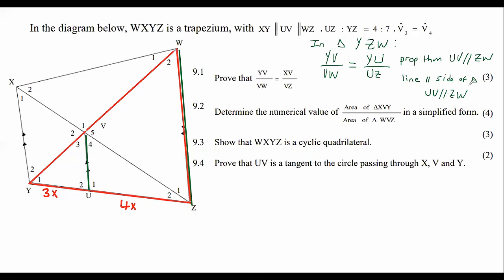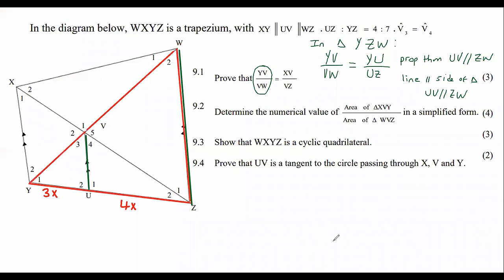Okay, so that's what we have so far, guys. We have YV over VW, and I'm happy about that, because I can see that that's part of this thing over here. So at least we've got that. Now we're going to go work in a different triangle. Oh, by the way, let me just actually reverse that.